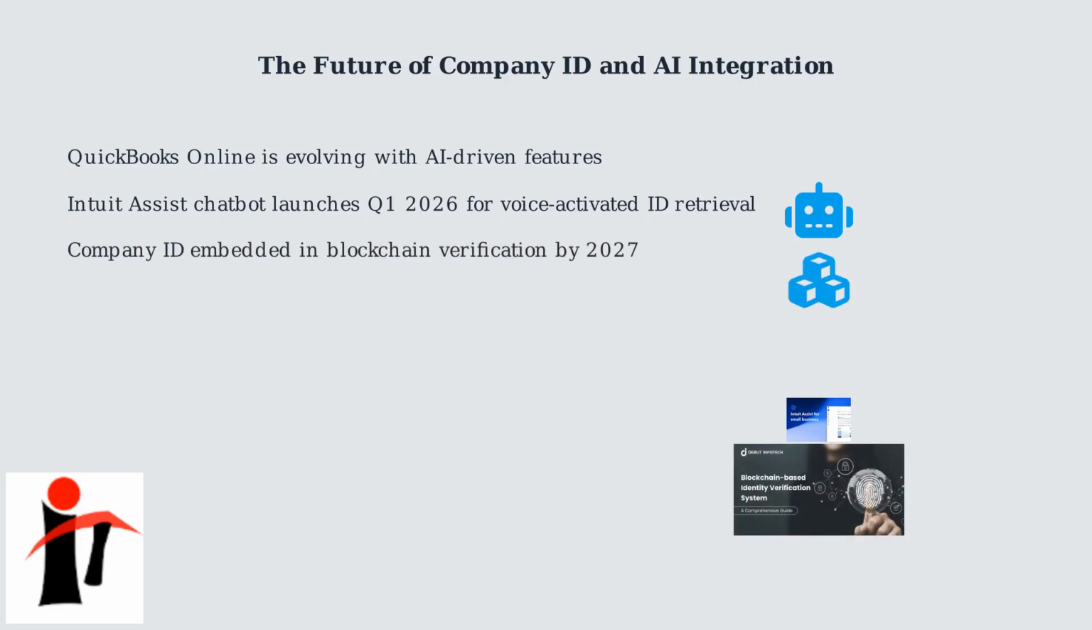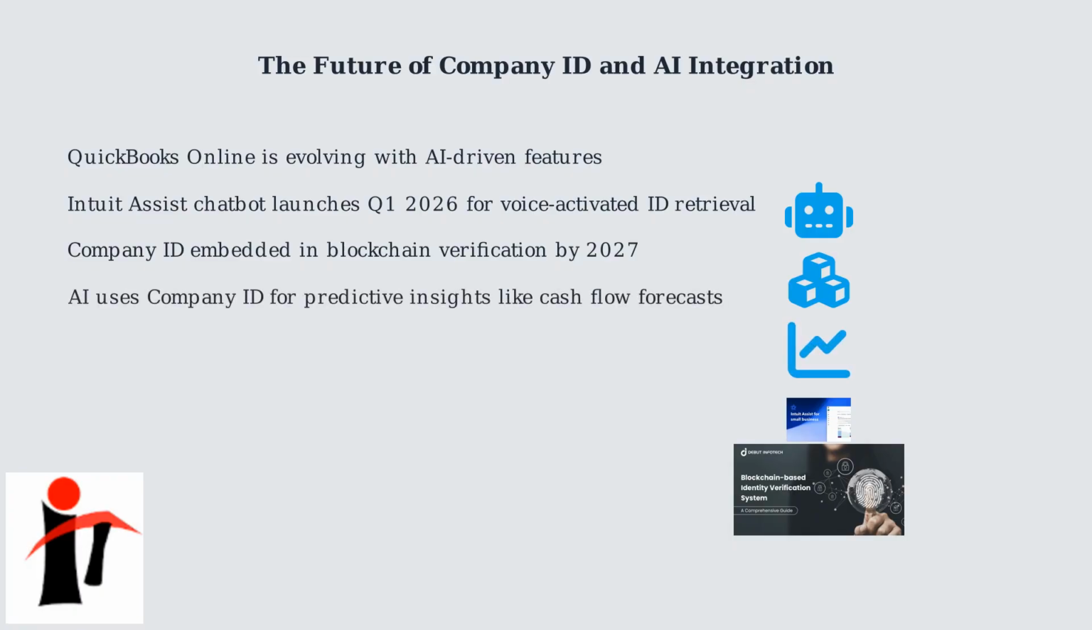By 2027, Intuit plans to embed the company ID into blockchain-based verification systems, enhancing trust and security in financial data sharing across platforms. AI-driven automation will increasingly use the company ID for seamless integration with other business platforms, enabling real-time data syncing and predictive analytics. Experts predict a 25% rise in API-dependent integrations by 2030, making company ID retrieval a core skill for accountants and business owners.